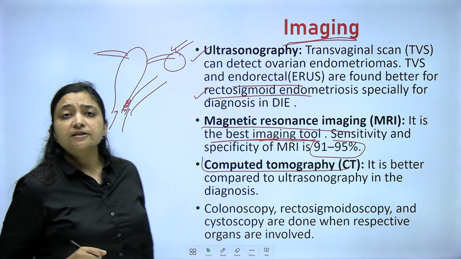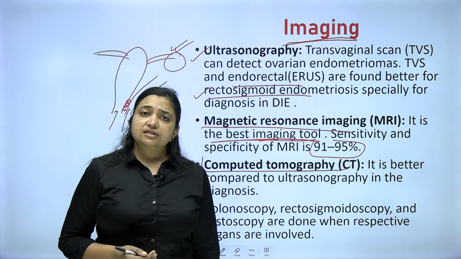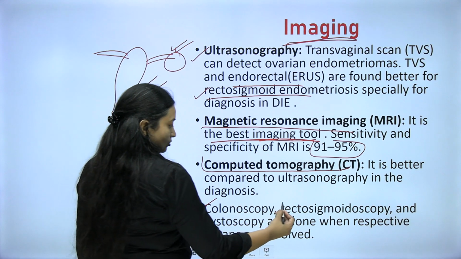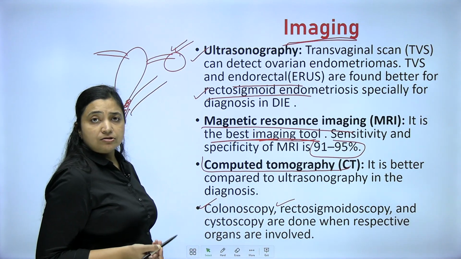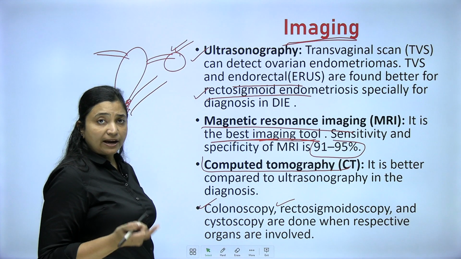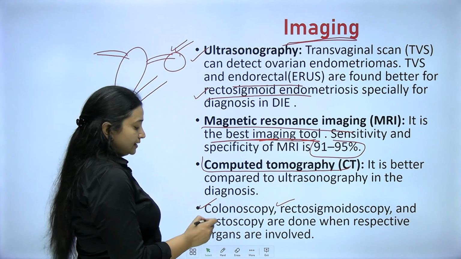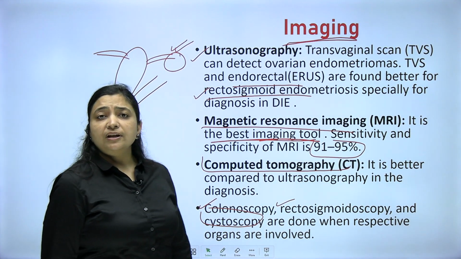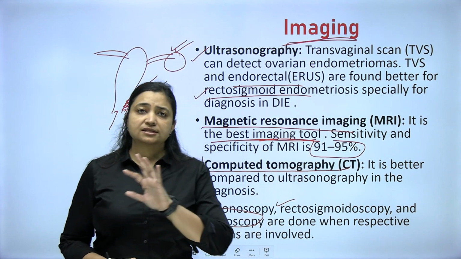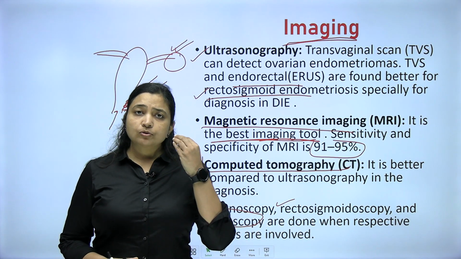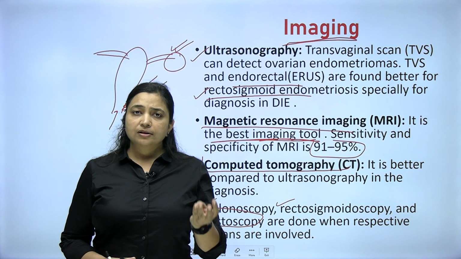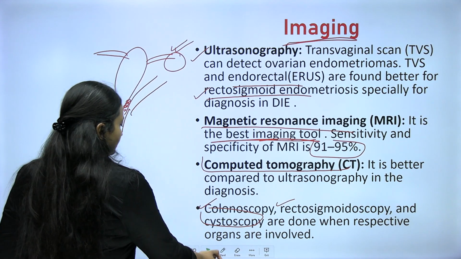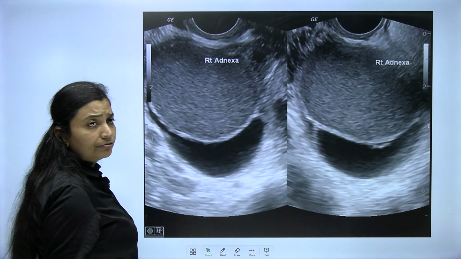Now, depending on the patient's complaint, if the patient is complaining of dyschezia, blood in the stools, then you can go for colonoscopy or rectosigmoidoscopy. If there are cases of burning micturition or cyclical hematuria, and you want to study the bladder, then you can go for cystoscopy. The best way to diagnose endometriosis is to see the deposits with your own eyes. So you will have to put a scope either in the colon, or in the urinary bladder, or in the abdomen itself. So laparoscopy is the gold standard for the diagnosis of endometriosis.